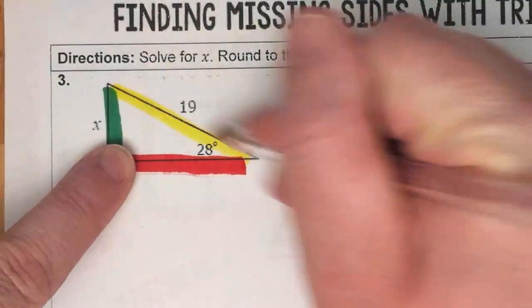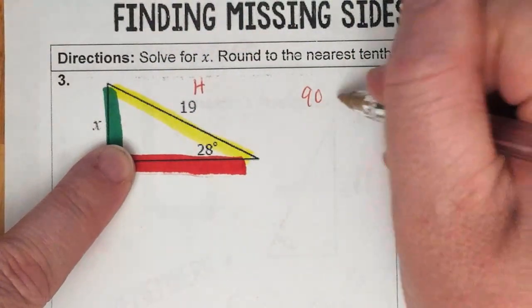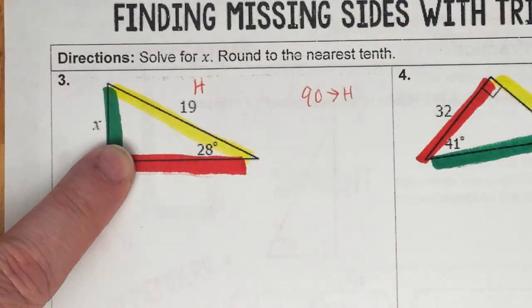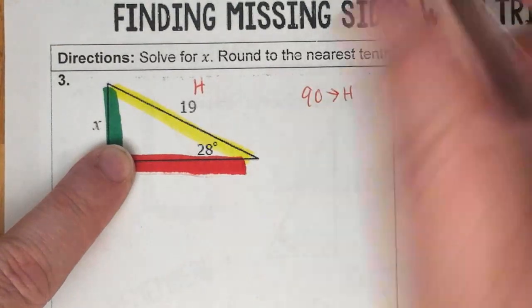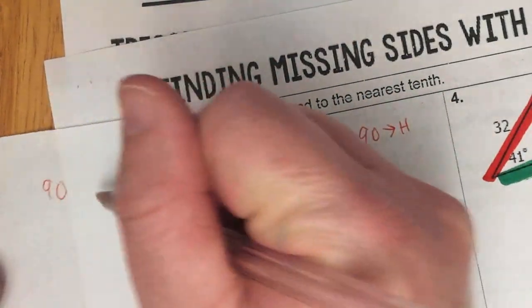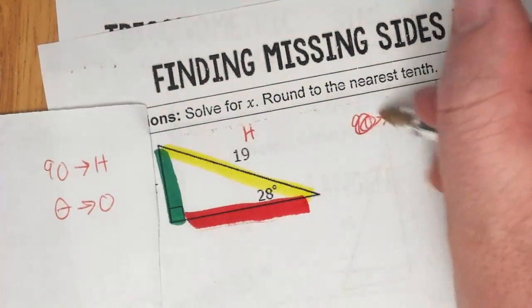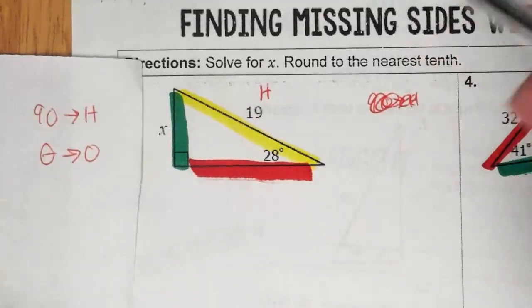I'm not touching yellow, so that would be my H. So I put my finger on the 90 first, and that gave me H, remember? Okay. Here, I'll put this in a little note right here. So 90 turns into H, and then theta is opposite the O. Okay? All right. So we put our finger on the 90.